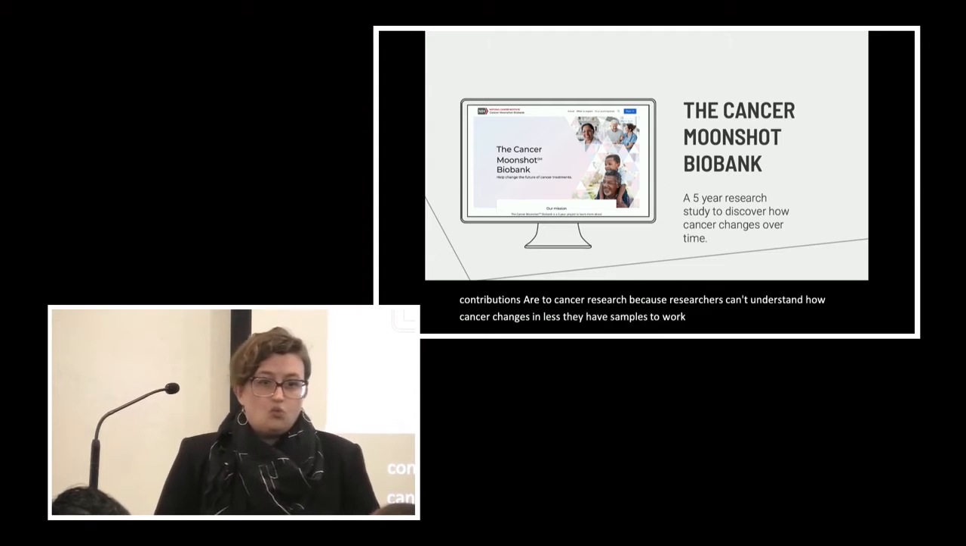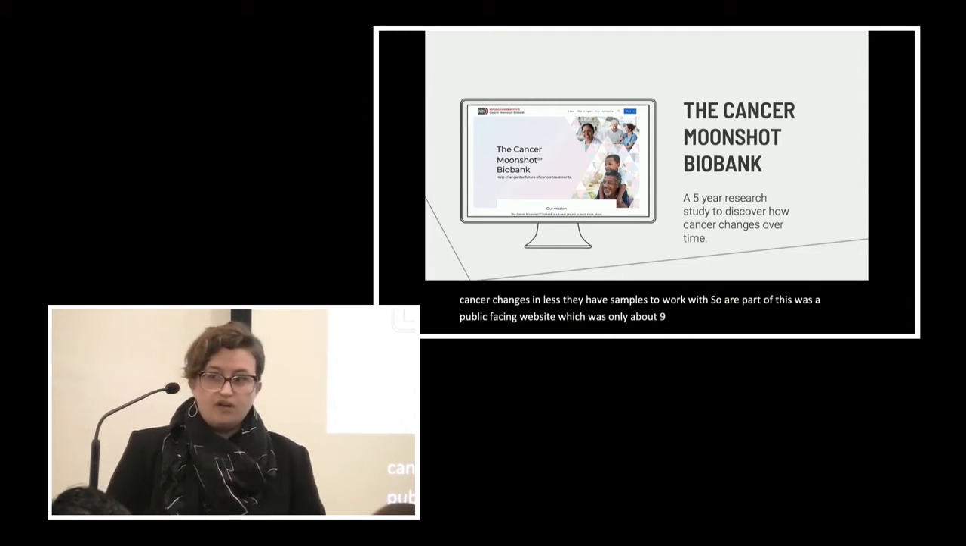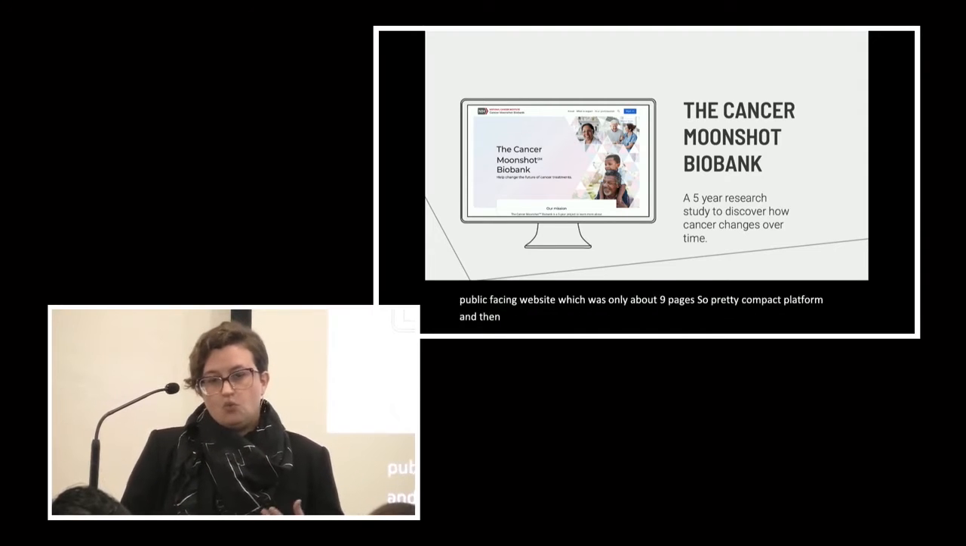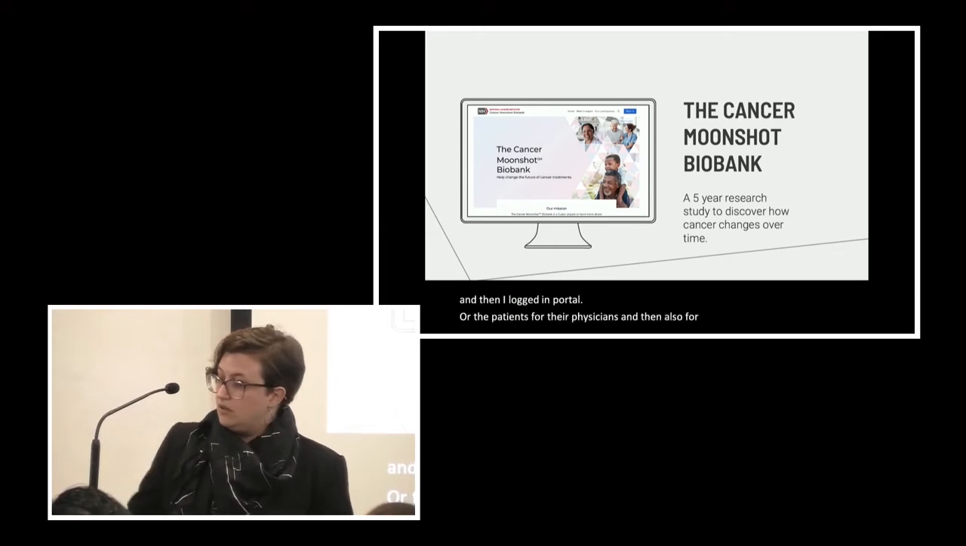So our part of this was a public-facing website, which was only about 9 pages, so a pretty compact platform, and then a logged-in portal for the patients, for their physicians, and then also for research coordinators.